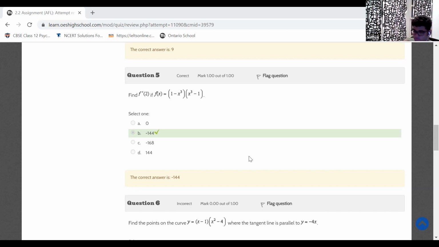So I can't hear you. Sorry. So can you hear me? Yeah, I can hear you. Okay, yes, sir. Sorry. I'm saying that if you substitute x is equal to 2 directly, you will get minus 49. Yeah, I got minus 49. But it is minus 144 that you have ticked.